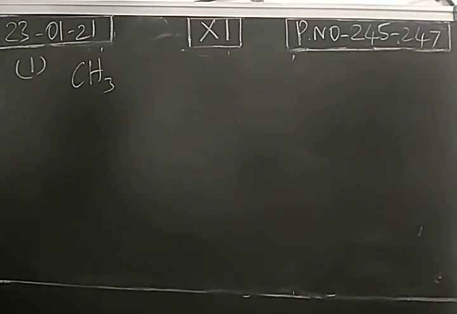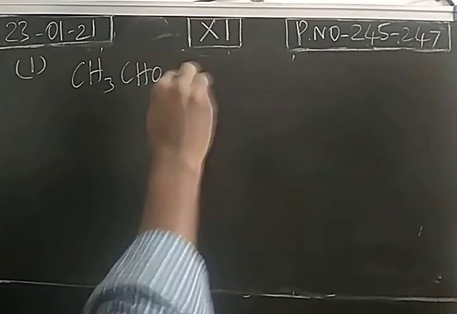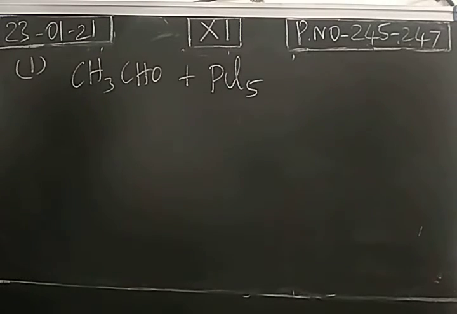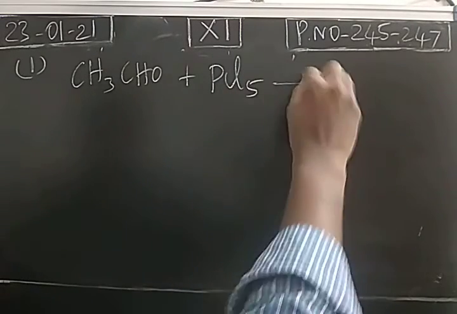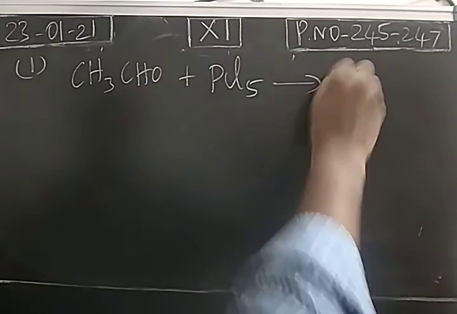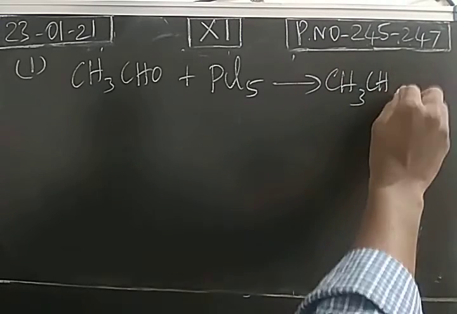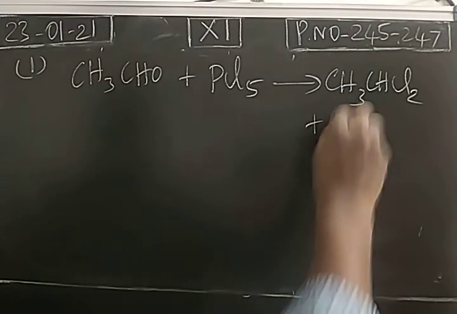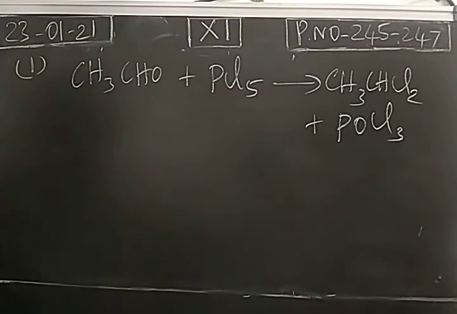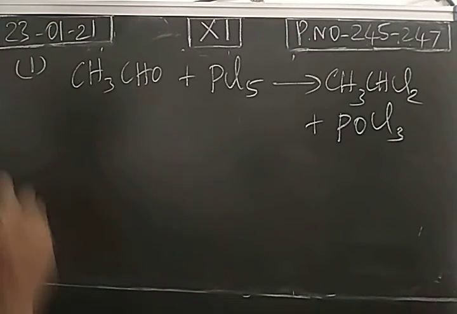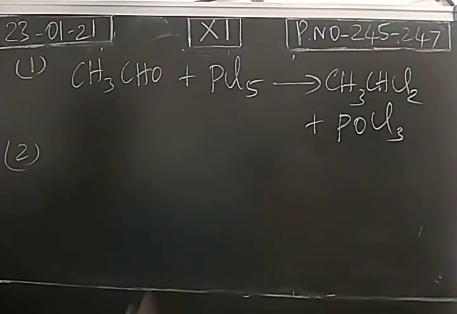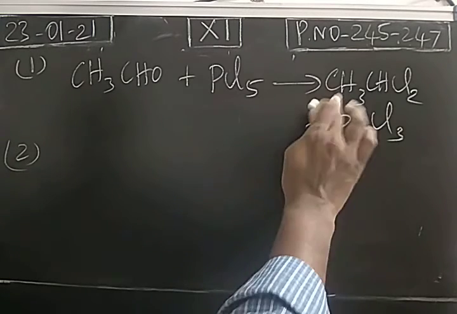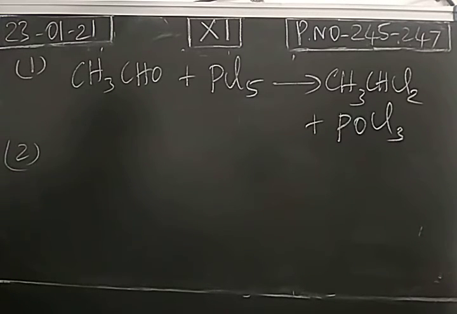For preparing gem dihalide, an aldehyde will be treated with phosphorus pentachloride. So during this reaction we will get gem dihalide CH3CHCl2 with the liberation of POCl3. This is called phosphoryl chloride. Right. This is gem dihalide 1,1-dichloroethane or simply ethylidene chloride or ethylidene dichloride.